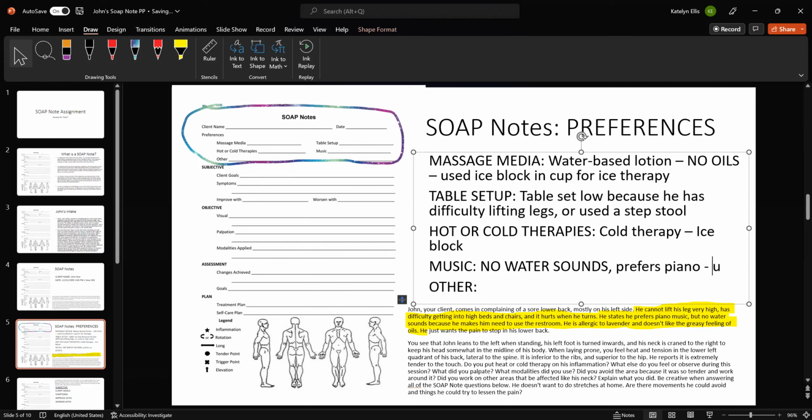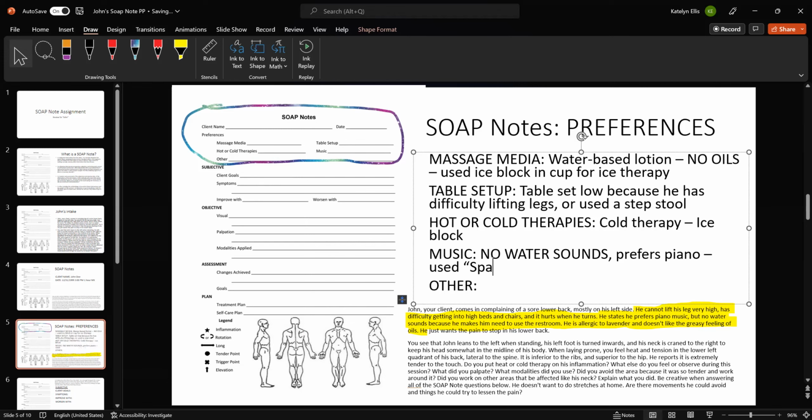Prefers piano. Used spa mix number 1. Liked it. So I know, hey, I have my certain mixes. I know that he likes this one, so I can choose similar music if I want to. Other, is there anything other that I want him to be doing? Yes, or stated about him, I should say. Is there anything else that I need to put about my client in here?